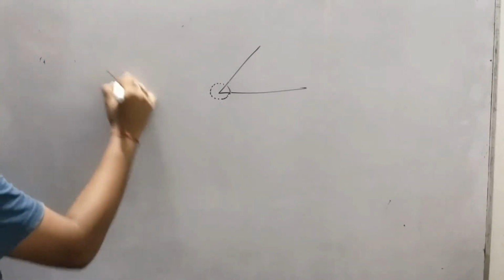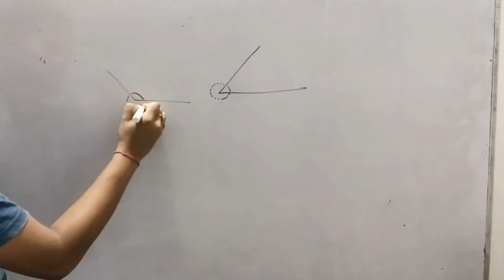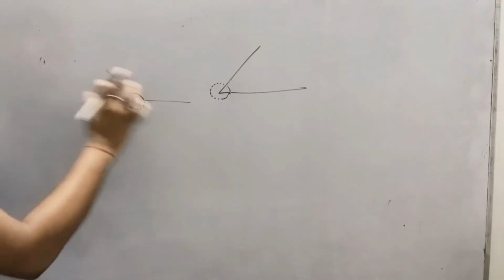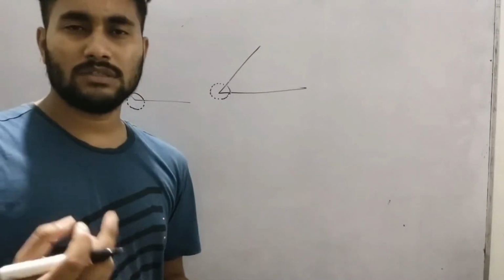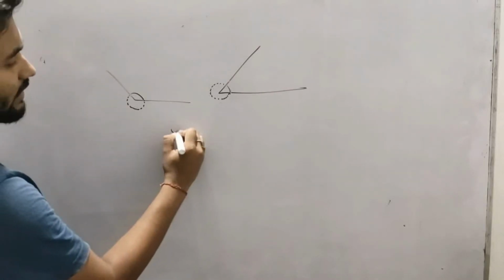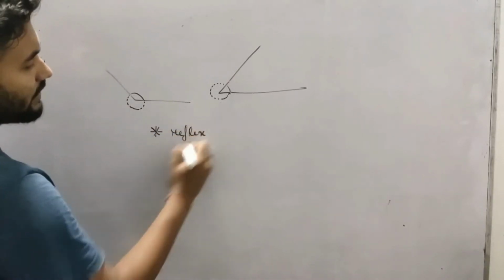You see another angle like this. This was the smaller part and this is the reflex part. So overall it is again complete, and complete means 360 degrees. So how to find the reflex of any angle? This is the formula to find the reflex of any angle.